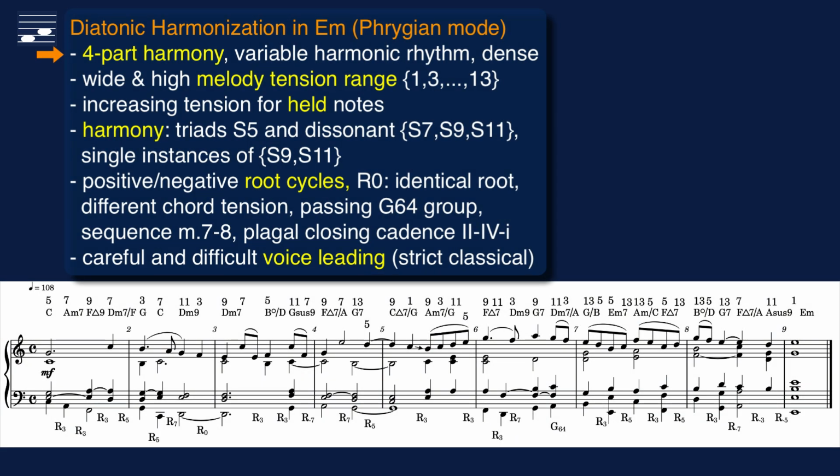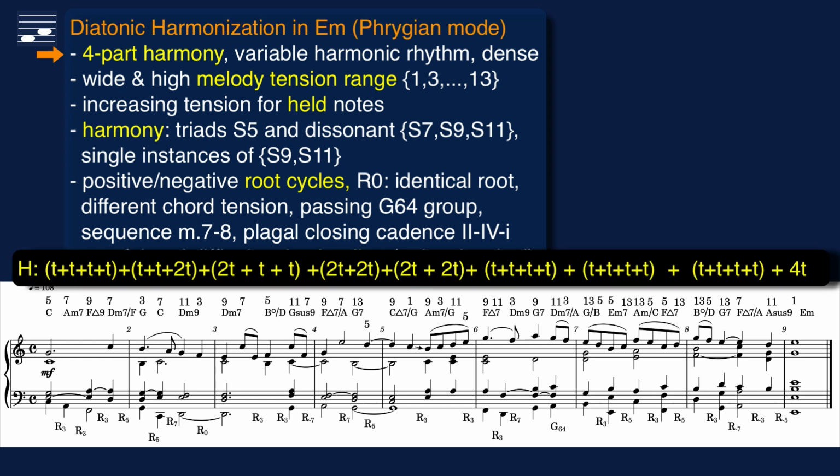I leave it to you as an exercise to do the 3 missing modal options: harmonization in F Lydian, D Dorian minor and A Aeolian mode. We are back with a 4-part setting with high harmonic density. There's a lot of chords in this 9-measure phrase.